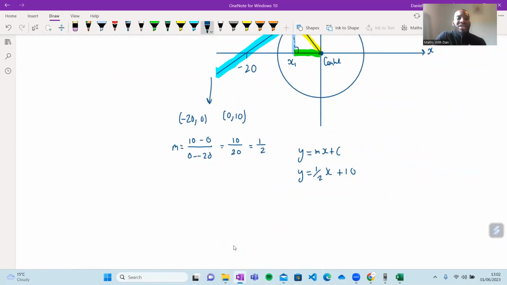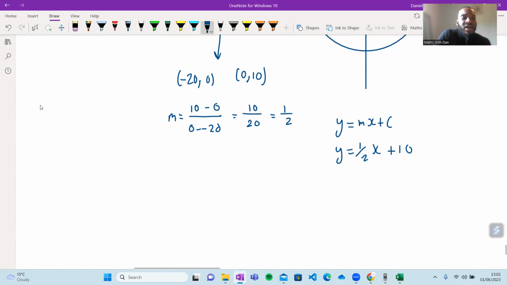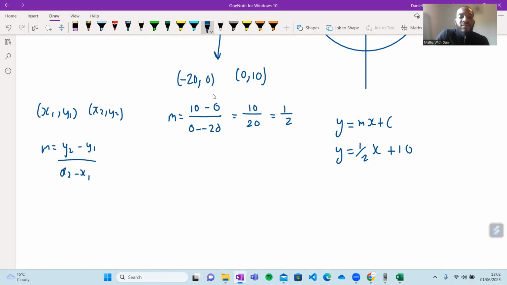Now, somebody asked me, why did I subtract 0? Because remember, when I'm trying to figure out the gradient of a line, if I have the point x1, y1, and x2, y2, the gradient is equal to y2 take y1, the y coordinates, divided by x2 take x1, the x coordinates. So all I've done is I've just applied that. 10 minus 0 divided by 0 minus 20. Is that clear? For anybody that was a bit confused as to why I did that for this one here, is that okay?